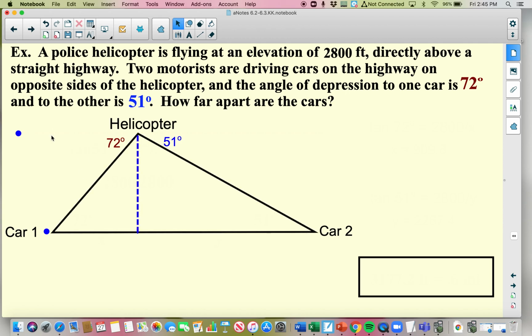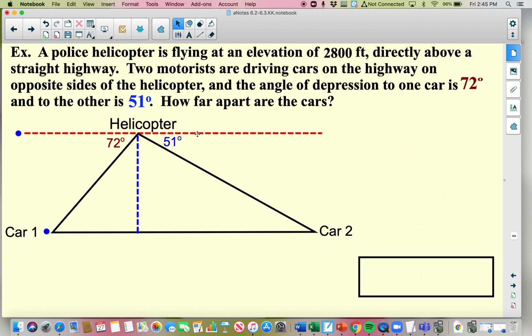All right, so I have the helicopter up here, and then I have car 1, car 2. It says they're on opposite sides, right? Angle of depression, remember, if the helicopter is here looking straight ahead, that's my red line, angle of depression is looking down to the car. So one of those is 72 degrees and the other is 51 degrees. So I have those sketched in.